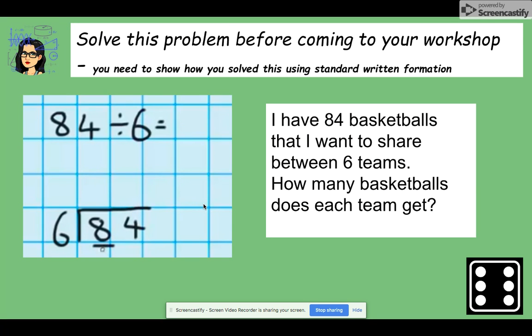You're going to solve this problem before coming to your workshop. You need to show how you solve this using the standard written form which I've shown you previously. I have got 84 basketballs that I want to share between 6 teams, which gives me the calculation 84 divided by 6. I've written it down in the standard form down here, 6 divided by 84. How many basketballs does each team get? As well as the answer, I also want to see how you've calculated it and solved this problem.